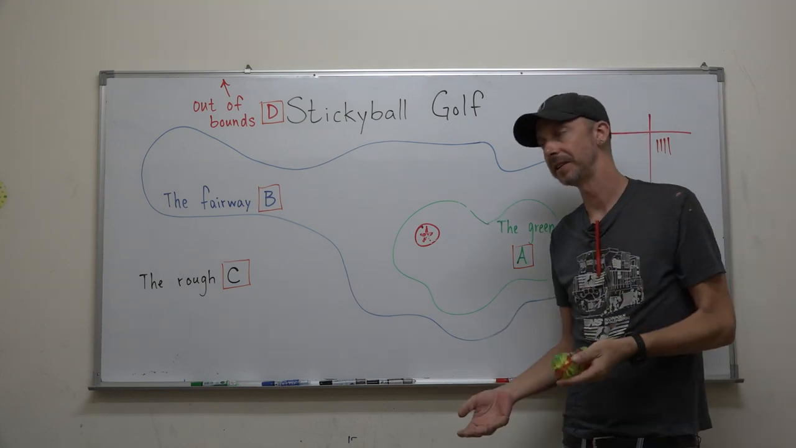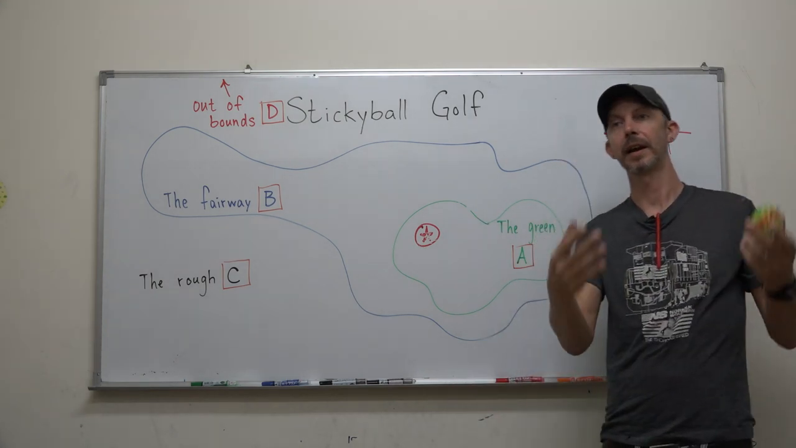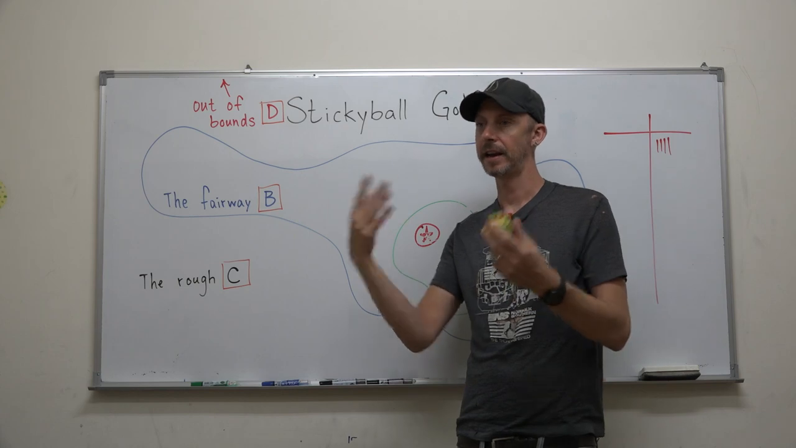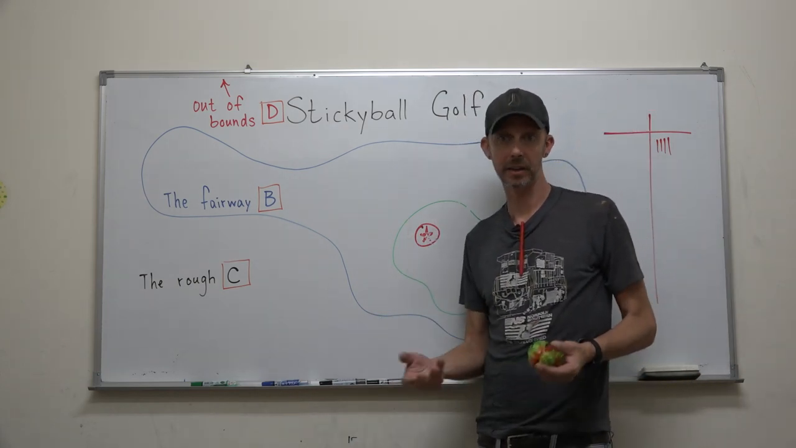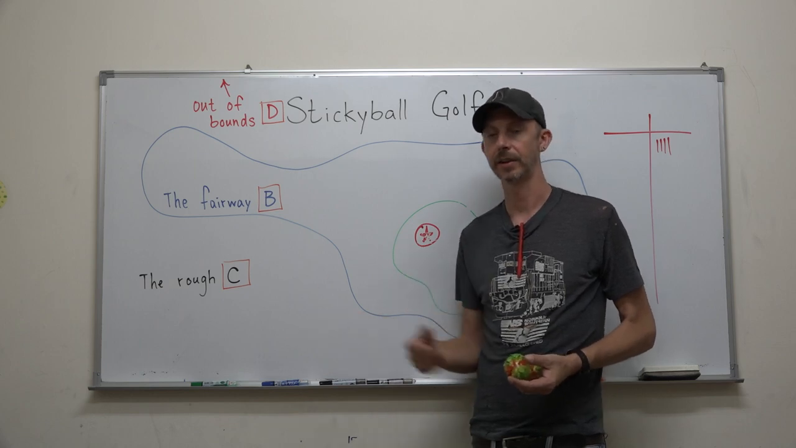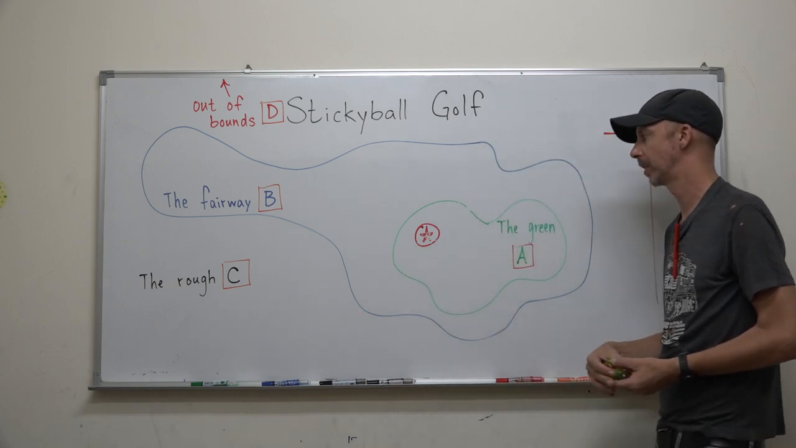And so the losing team needs to kind of stand up and ask one of the winners a question that they've learned recently, just to practice something that we've been learning and also how to ask and answer questions. But this is how you play stickyball golf.